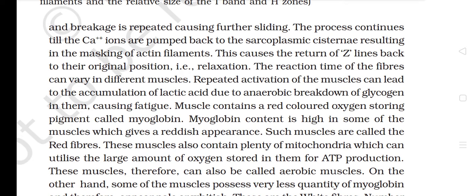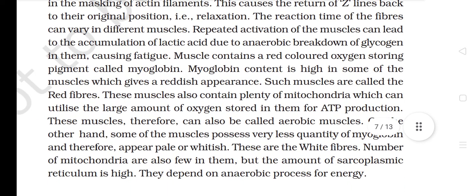The reaction time of the fibers can vary in different muscles. Repeated activation of the muscles can lead to accumulation of lactic acid due to anaerobic breakdown of glycogen in them, causing fatigue. Muscle contains a red-colored oxygen-storing pigment called myoglobin. Myoglobin content is high in some of the muscles, which gives a reddish appearance.